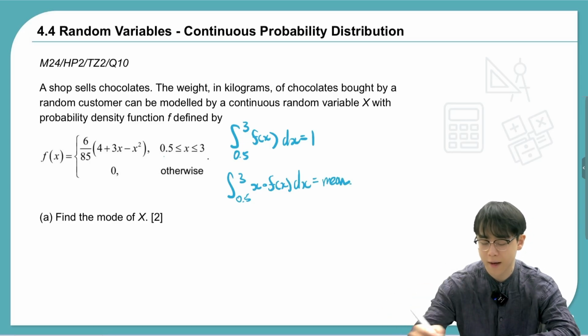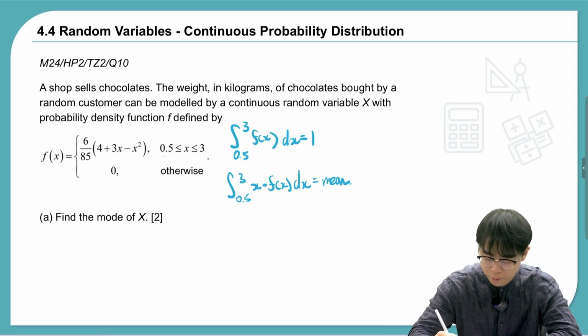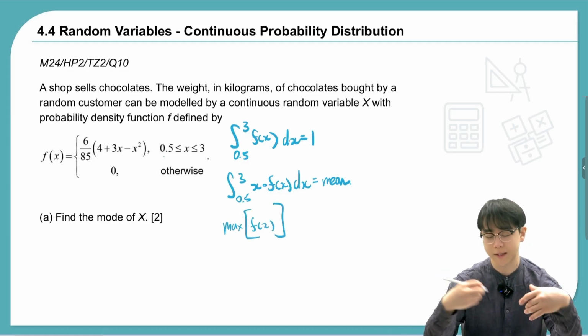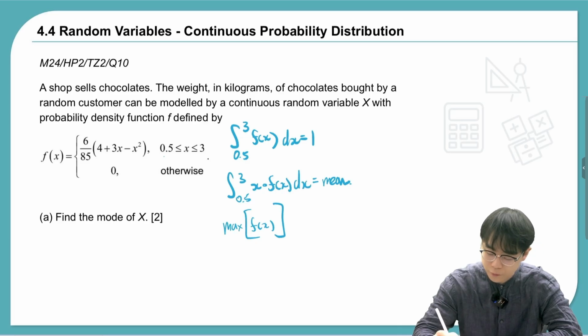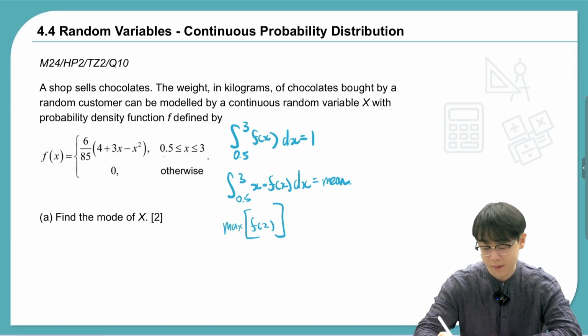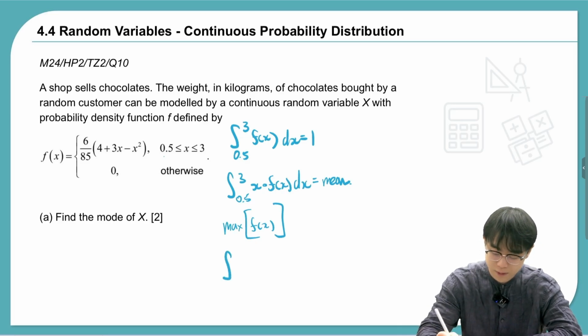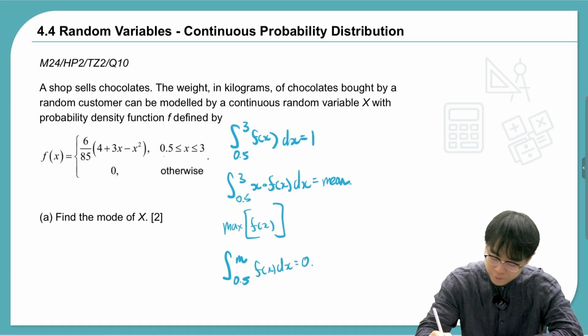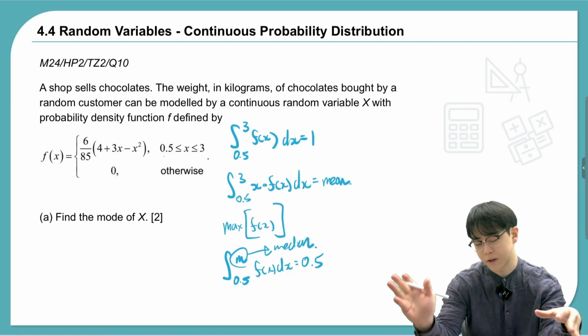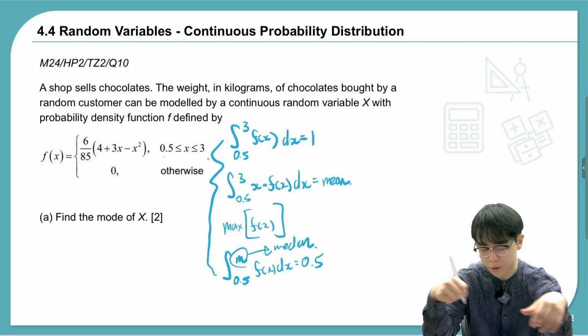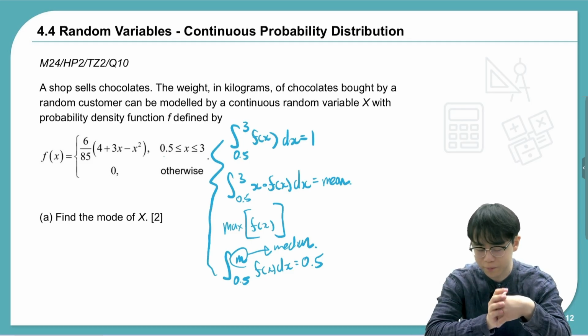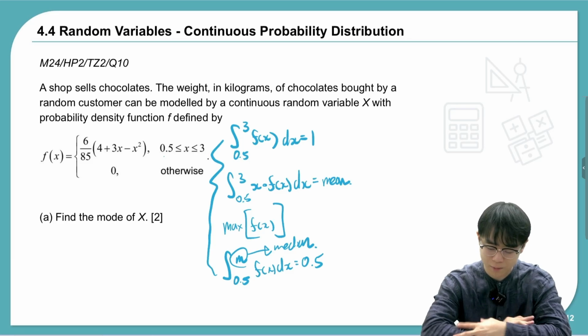If you want to find the mode of x, that's simply going to be the maximum point of f of x, right? So when is f of x the greatest? Well, that's going to be the mode. The median would be somewhere between 0.5 and 3. So if you integrate from 0.5 all the way to m, which is the median, that should give us 0.5. As with all probability density functions, we will have to use these integration operations to solve for what we need. One of them is just finding the maximum of a function.